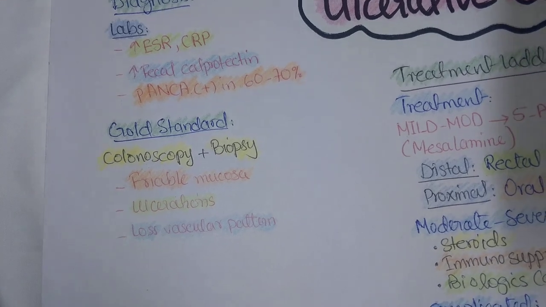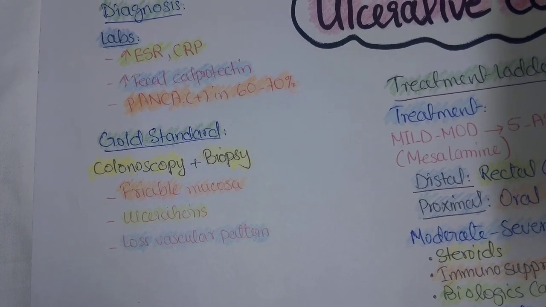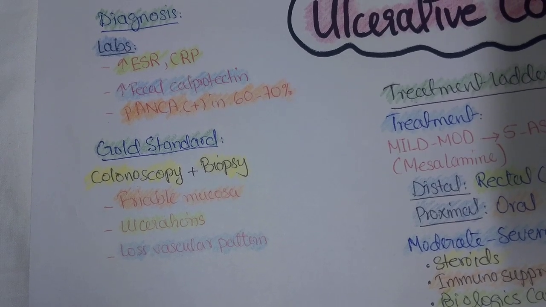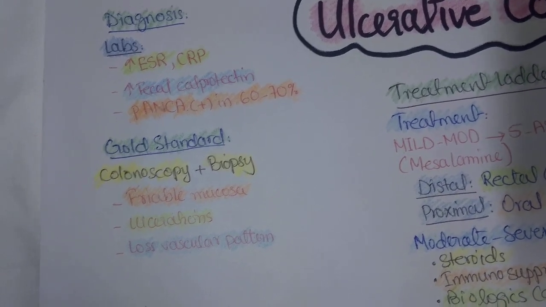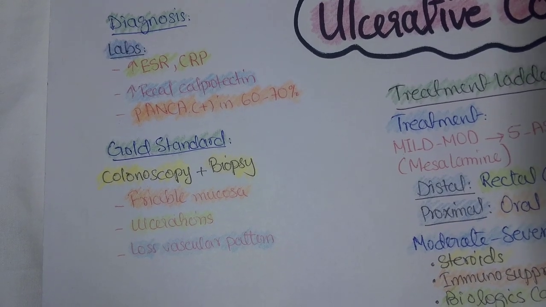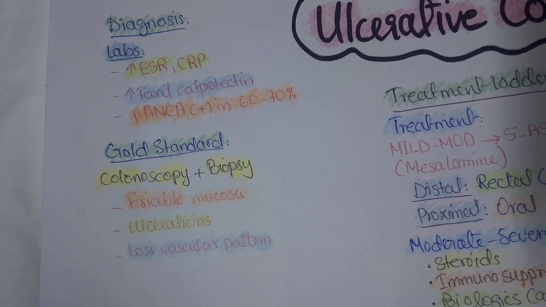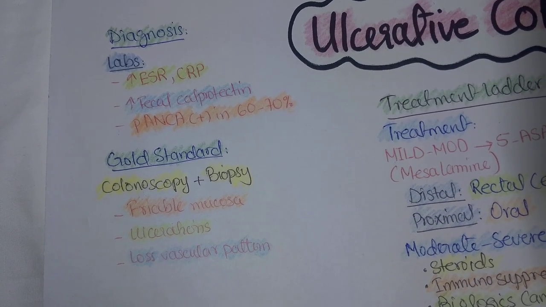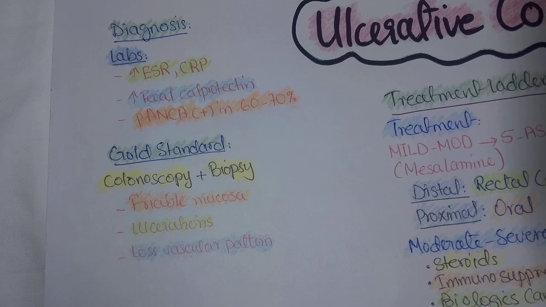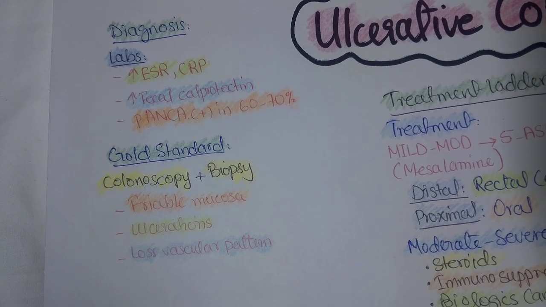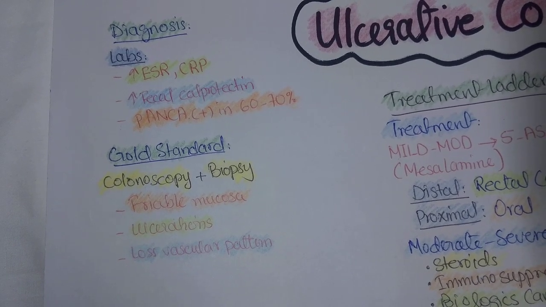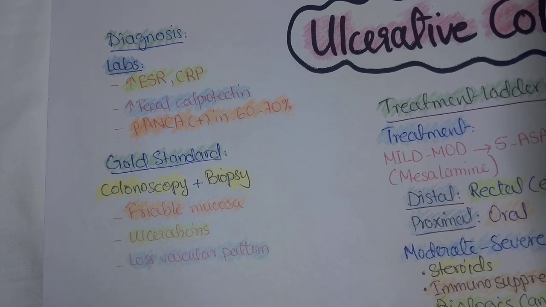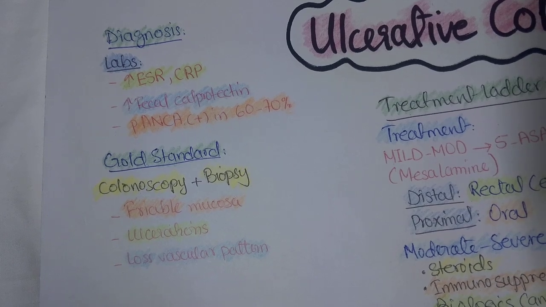So the gold standard is colonoscopy with biopsy. We look for loss of the normal vascular pattern and friable mucosa that bleeds easily when touched, and erosions and ulcerations. The inflammation starts in the rectum and extends continuously, so no skip areas. We always biopsy to confirm the diagnosis and rule out other conditions.